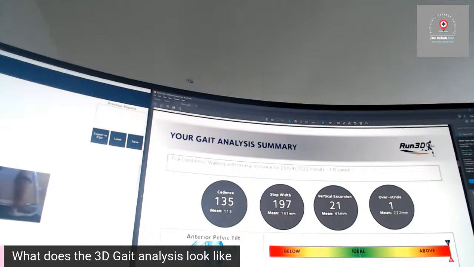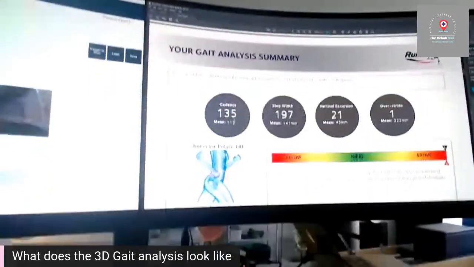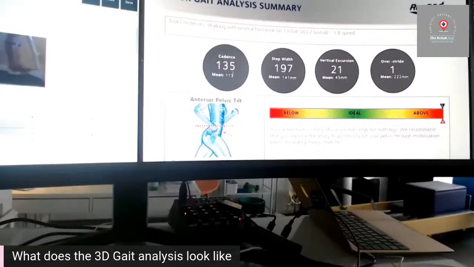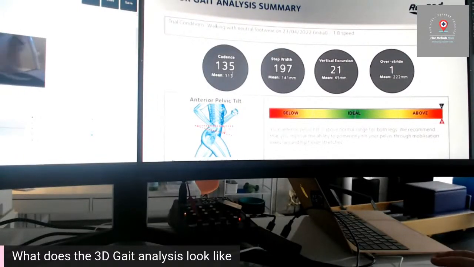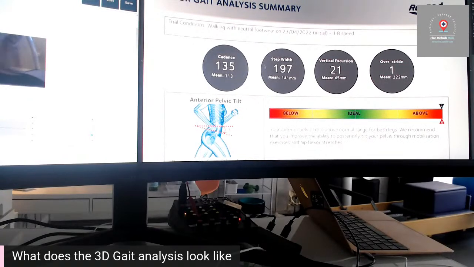This is an actual report. You can't see any patient data from that, so we'll just let you have a wee look at what this looks like. So, gait analysis. What we've got here is cadence, step width, vertical excursion, overstride. Cadence is basically how fast the patient's walking or running. This particular patient was walking, and we can see they're walking quite quickly.